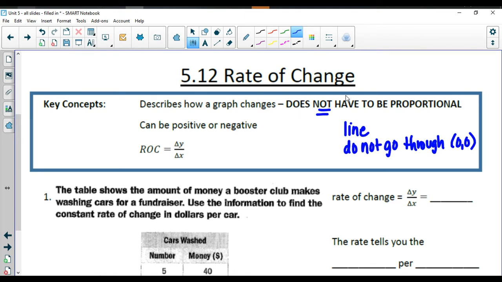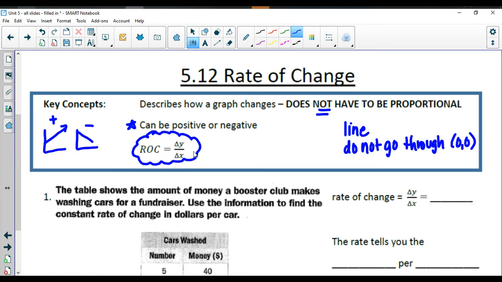For these examples, the ones that we're going to look at primarily, when we look at a graph, are not necessarily going to be proportional ones that go through 0, 0, but they'll still have a rate of change. The rate of change for a line can be positive or negative. If we're looking at a graph, a line going upwards as you go from left to right is going to be considered a positive rate of change. When we have a line going downward, that's going to be a negative rate of change.